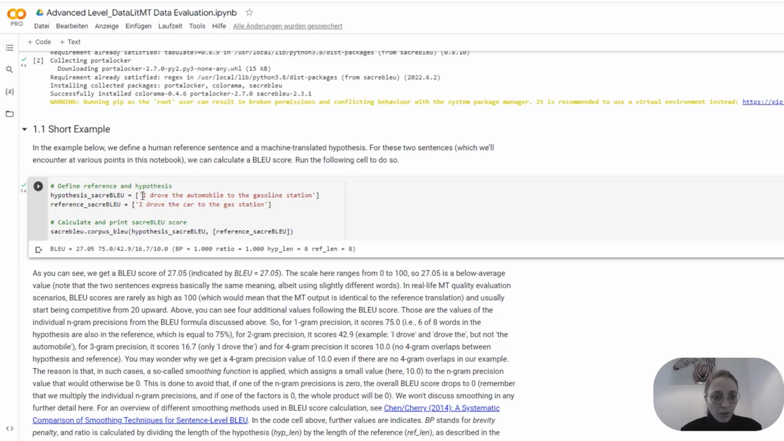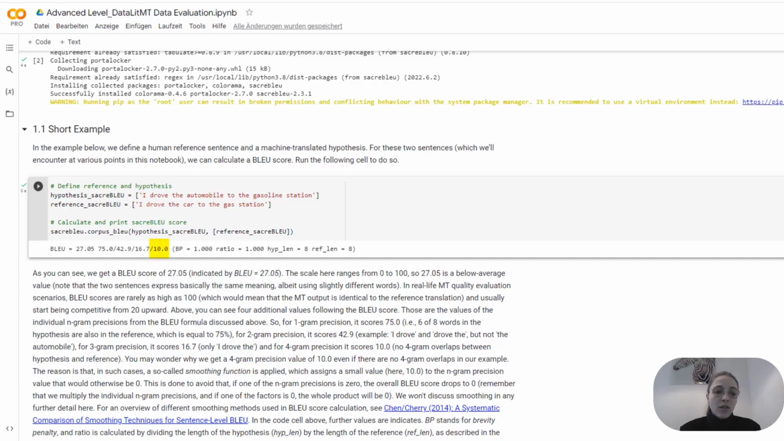And for a 4 gram, for example, you would look at "I drove the automobile" and "I drove the car," which already also don't compare. So this is how the n grams are calculated for the 1 gram, 2 gram, 3 gram, and 4 grams. And you might be surprised that there are no 4 grams that actually overlap in the sentence, but we still get a value of 10.